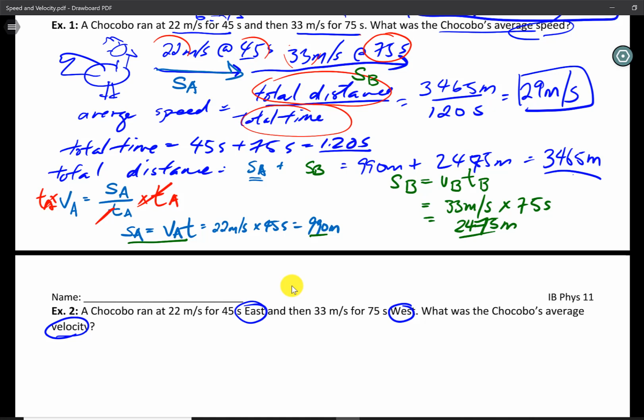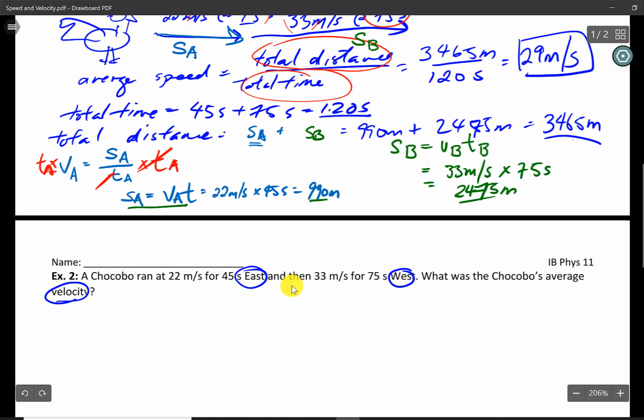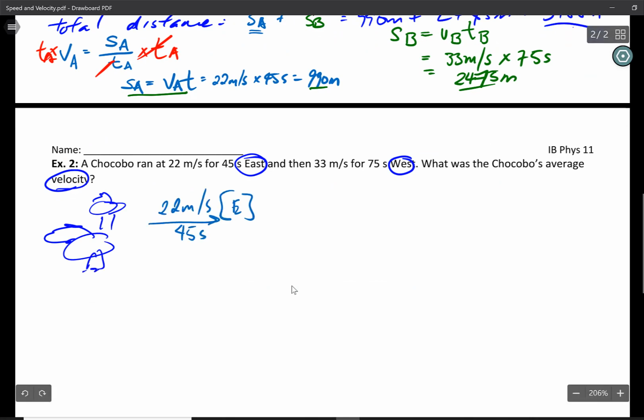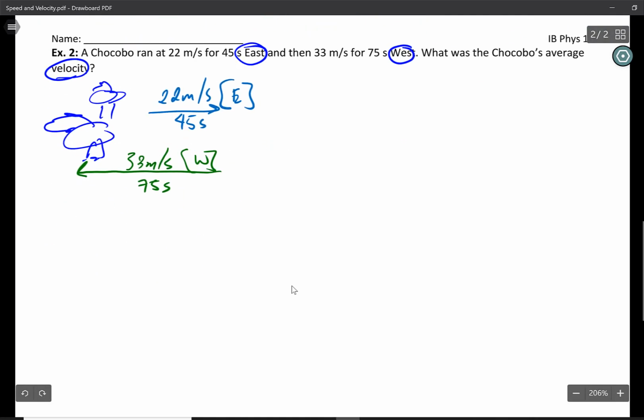So I'm going to give you a chance to do the question. So pause the video right now, and I will follow this video up with solutions on fast play. Good luck. So you first start with drawing a chocobo, moving towards the east, 22 meters per second for 45 seconds, and backwards west, 33 meters per second for 75 seconds.